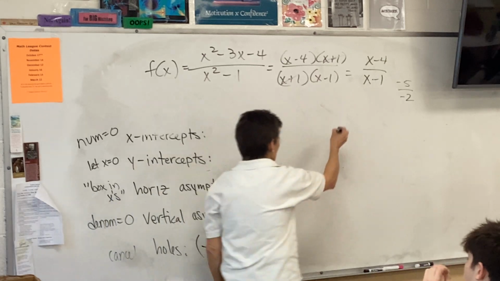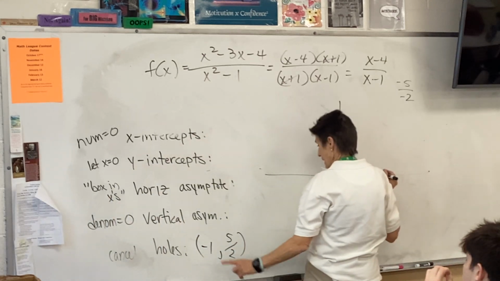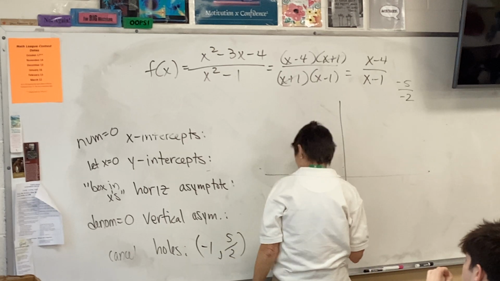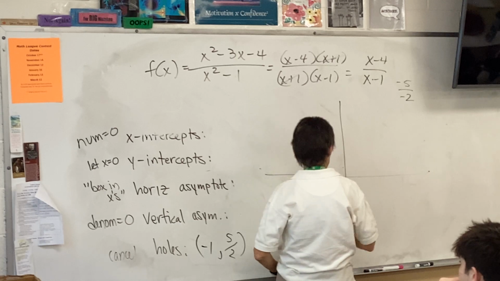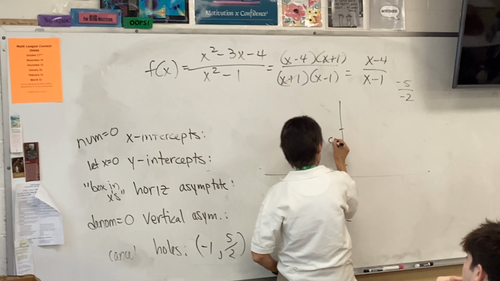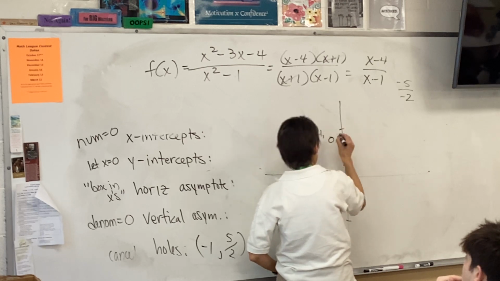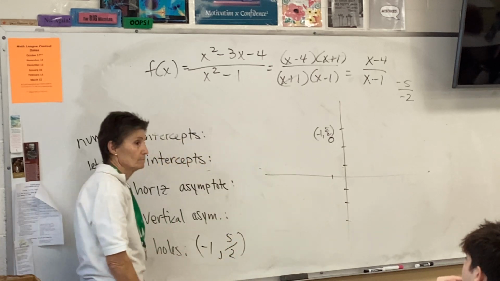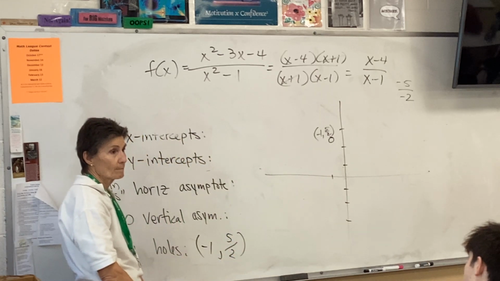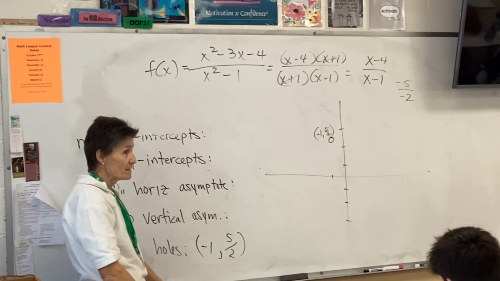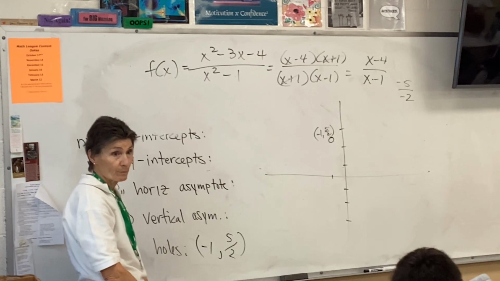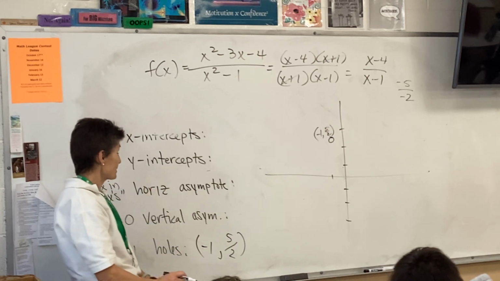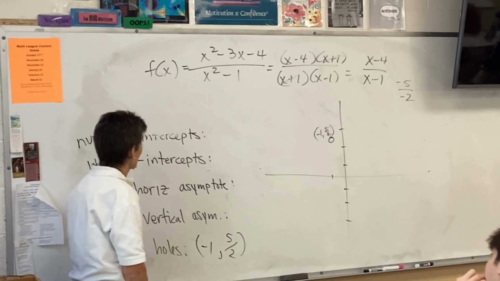So we come over to our picture, and at that point, negative 1, positive 5/2, 2.5, I put a hole, an open dot, in my picture. Kids, we did that already. We talked about that earlier, remember that? Let's fill in the rest.